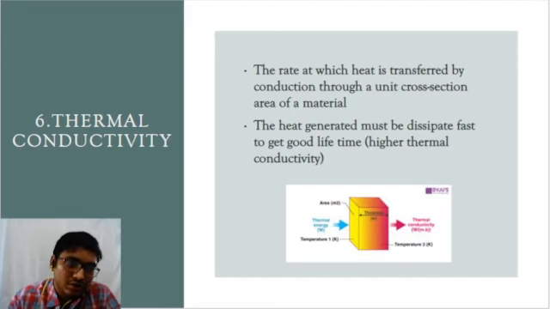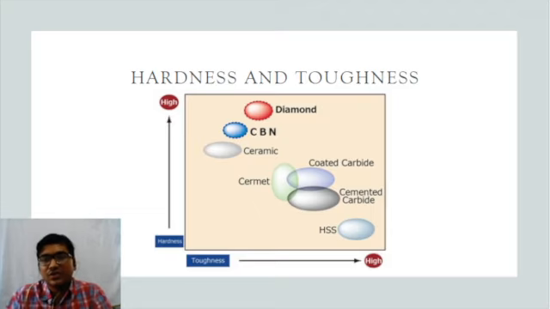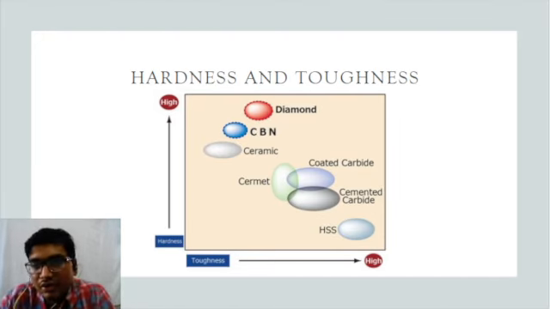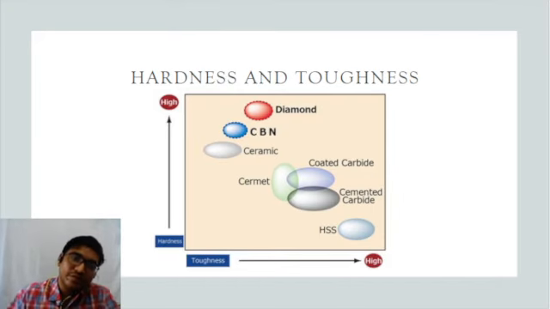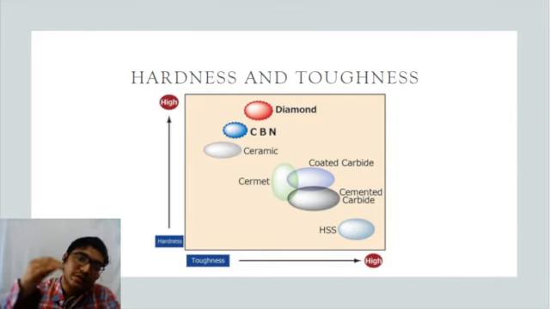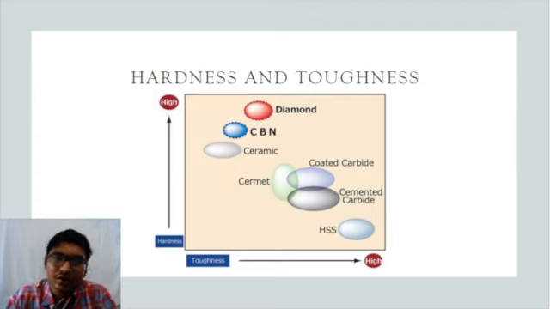And this is the graph between hardness and toughness. In this, we can see that diamond has the highest hardness, and high carbon steel has the lowest hardness but the highest toughness. Diamond has lower toughness than this. We can see that the material with the highest hardness will have the lowest toughness, and the material with the highest toughness will have the lowest hardness.